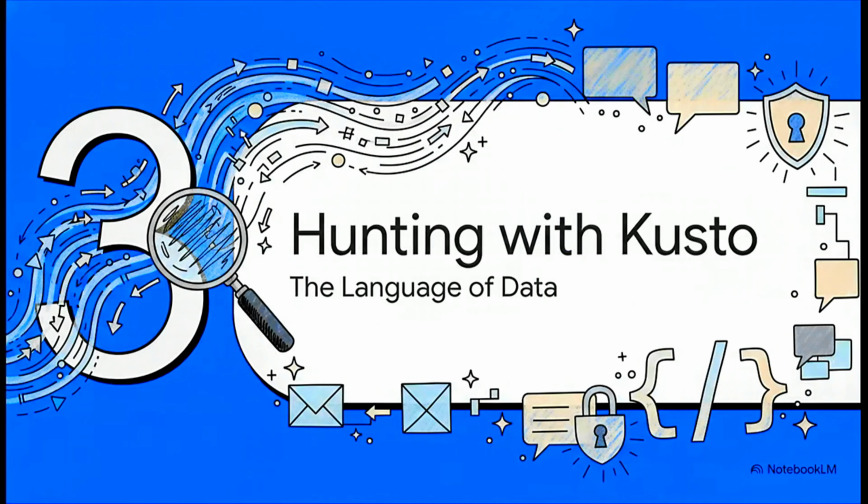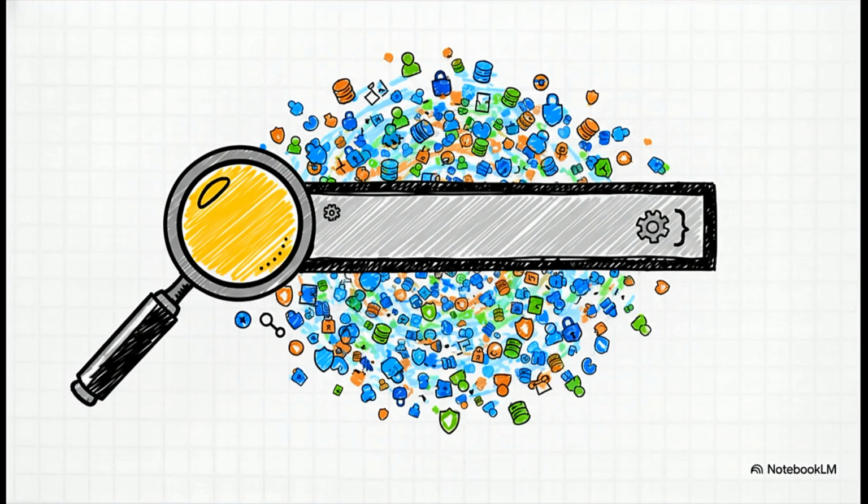Okay, so how do you actually hunt through all that information? Well, that's where Kusto queries come in. This is all about learning to speak the language of your data. Don't let the name intimidate you, okay? The easiest way to think about Kusto query language, or KQL, is that it's like a super-powered search engine, but it's built specifically for all of your security data. It lets you ask really specific questions to find exactly what you're looking for.